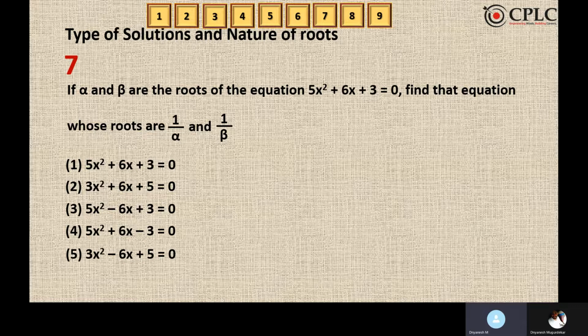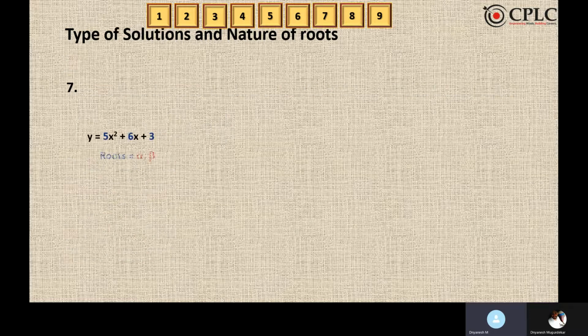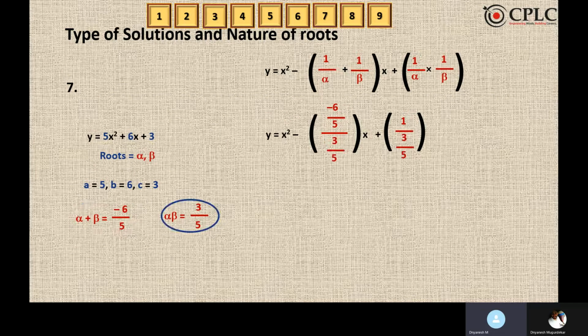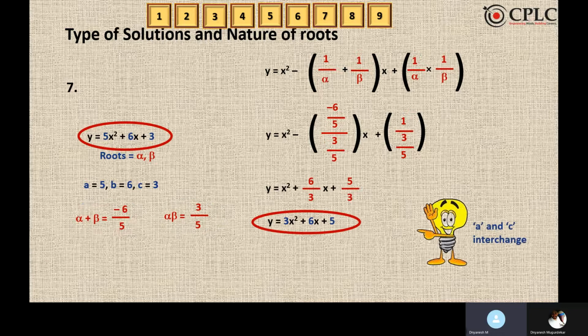you need to find out another equation whose roots are reciprocal of the above roots, that is 1 upon alpha and 1 upon beta. Then the only thing that you need to do is just exchange the values of a and c. And when you exchange the values of a and c, you get your new equation, which is option 2 straight away. So guys, you just need to note down this small note. What is that note? This one.